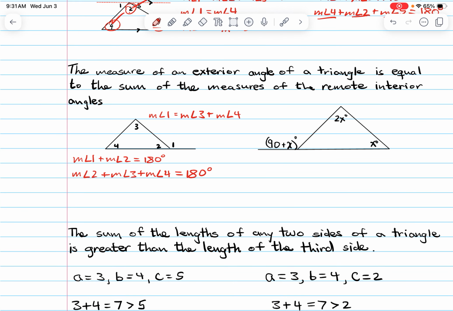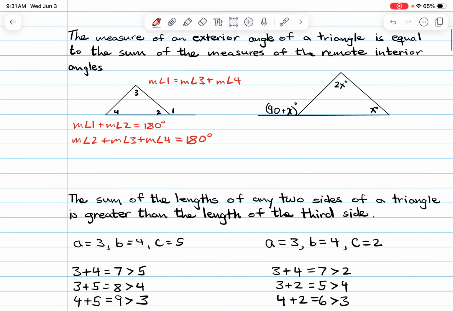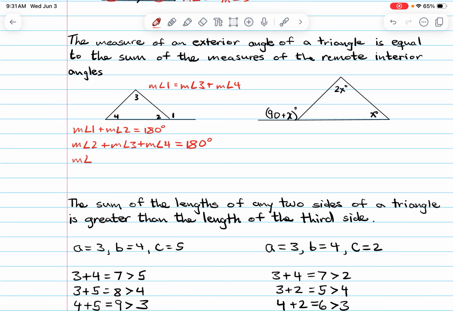Okay, now dig this. We've got the measure of angle 1 plus the measure of angle 2 is 180. The measure of angle 2 plus the measure of angle 3 plus the measure of angle 4 equals 180. Therefore, since they both add up to 180, the measure of angle 1 must equal the measure of angle 3 plus the measure of angle 4. It has to be, right? Because the measure of angle 1 plus the measure of angle 2 is 180.